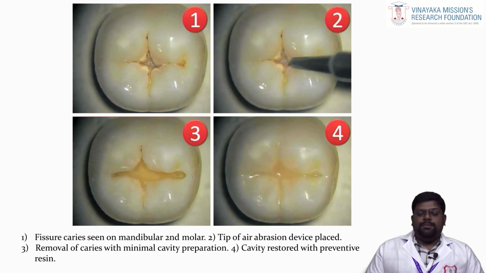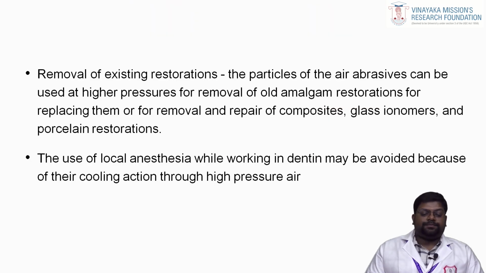So this is an image showing how air abrasion removes a small pit and fissure caries. You can see that there is a small fissure caries there which is being removed easily with air abrasion. It is on the mandibular tooth and the tip of the air device is placed. Removal of the caries with minimal cavity preparation is done and the cavity is restored with a preventive resin.